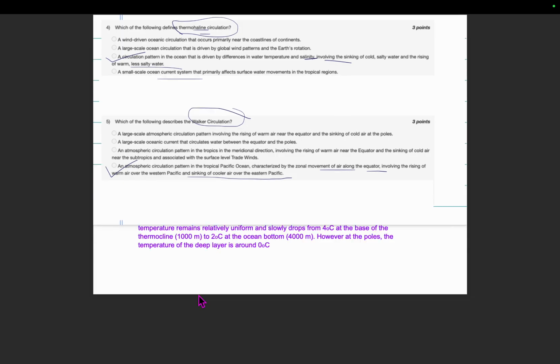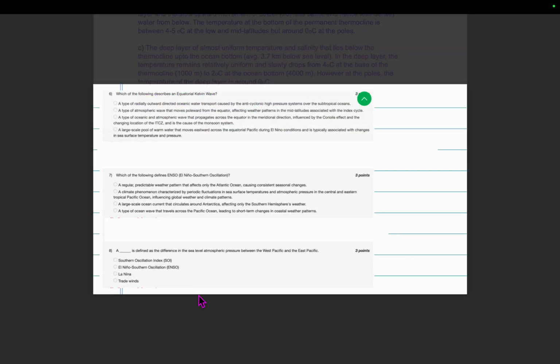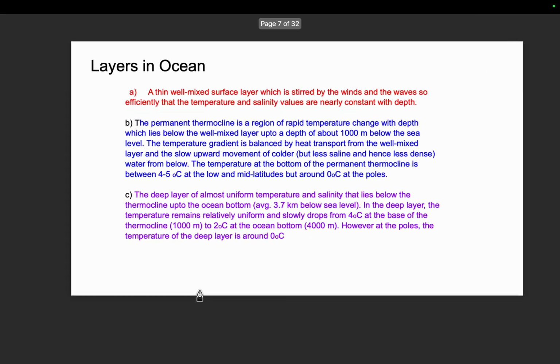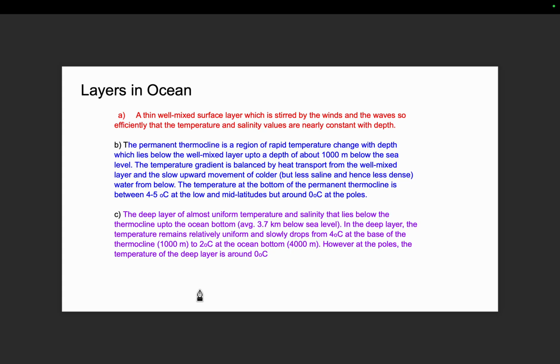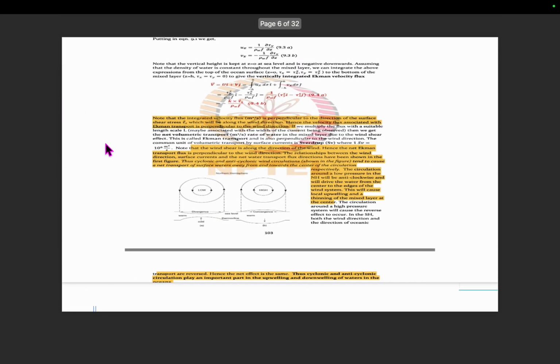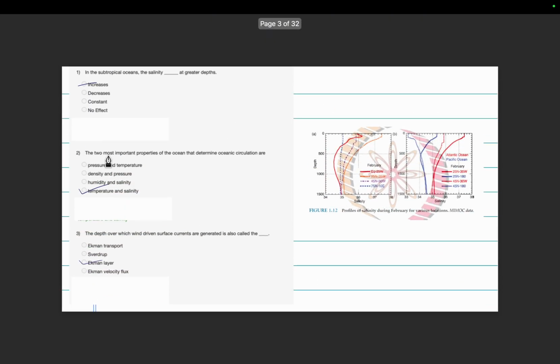Now it comes to the next topic. There are three different layers in the ocean you have seen. The first layer is a thin well-mixed surface layer, which is stirred constantly by winds and waves. So here the temperature and the salinity values are almost constant. You can see here.